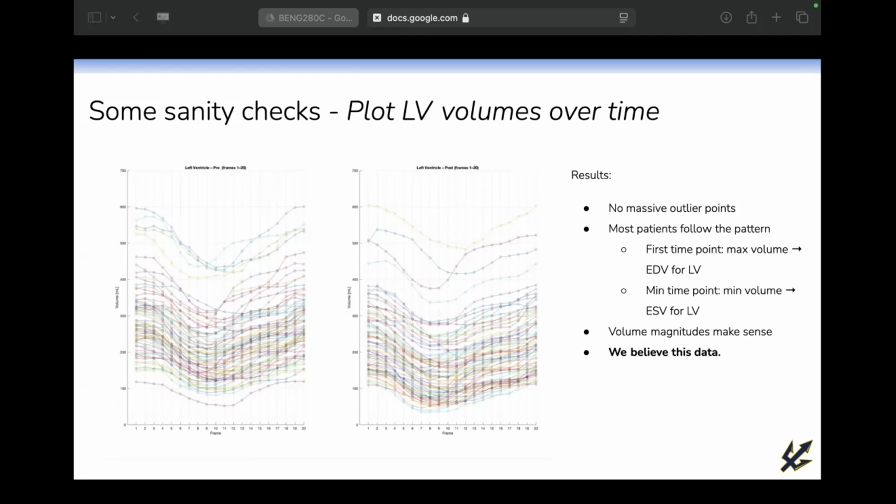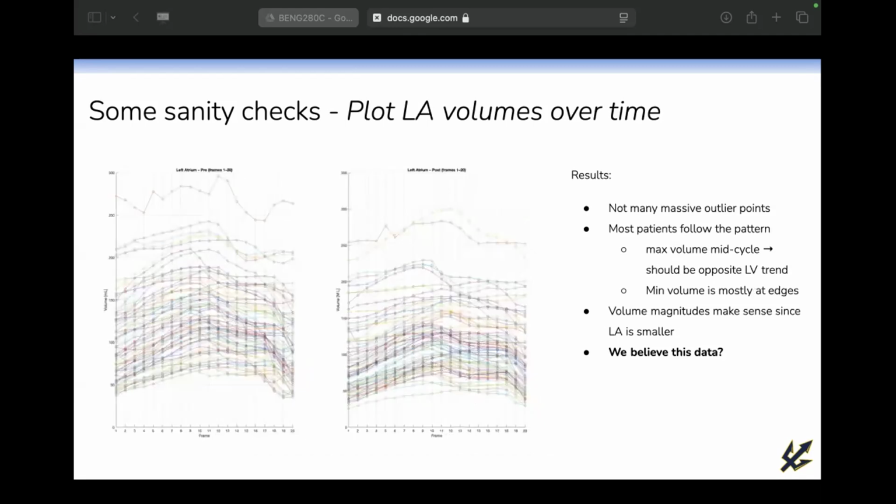We believe this data. My next sanity check, I was going to do the exact same thing, only now for left atrium. So recall that the left atrium fills with blood during systole while the left ventricle is draining blood. Then when the left ventricle is filling with blood during diastole, the left atrium is draining blood. Thus, we expect the graphs to have the opposite trend and be right side up bell curves, which is exactly what we see. Although not as clean, we still see the same general trends for all the patients.